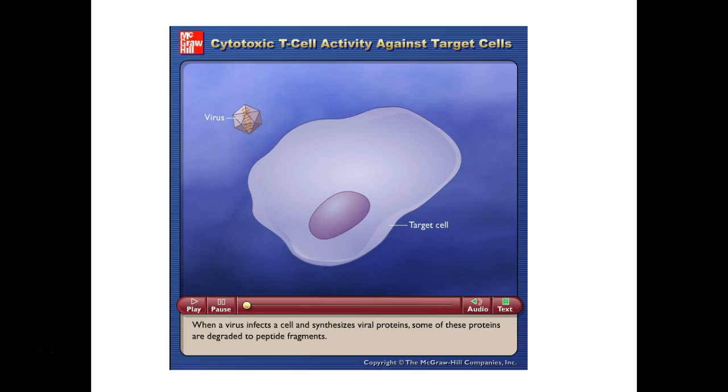CD8, right? MHC class I goes with CD8. And what do we call CD8 T cells? Cytotoxic T cells. So what is it going to do to this virus-infected cell? It's going to destroy it. So this is basically what we've just watched a moment ago. When a virus infects a cell and synthesizes viral proteins, some of these proteins are degraded to peptide fragments.